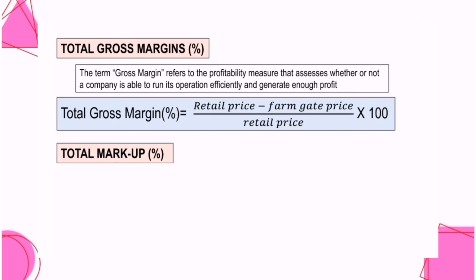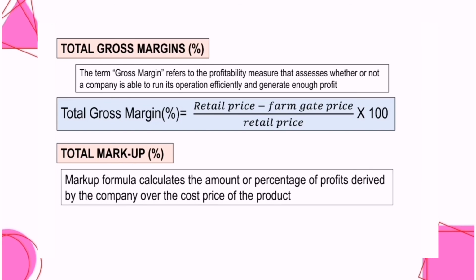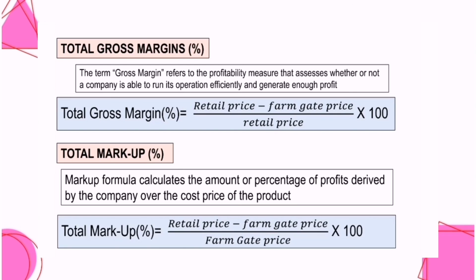Another is the total markup. So total markup formula calculates the amount or percentage of profits derived by the company over the cost price of the products. So to get the total markup, just follow the formula: total markup in percent equals retail price minus farm gate price divided by farm gate price times 100. So to be able to get those three aspects, just simply follow this formula.